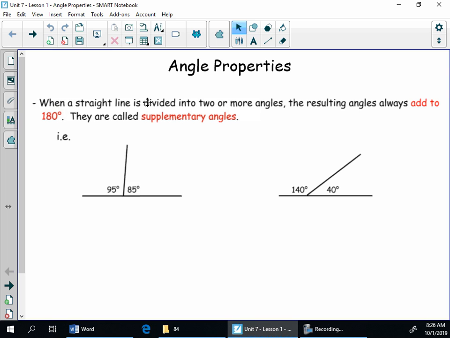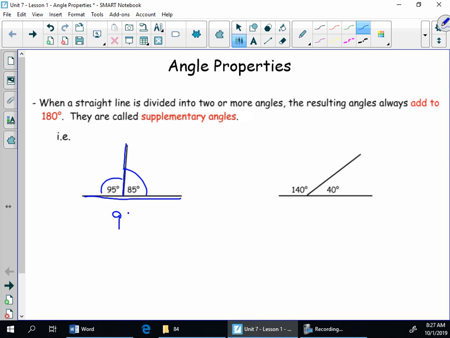The first property: if you have a straight line and it is met by another line, the angles that are produced always add up to 180 degrees. And we call this supplementary. So here's my straight line, obviously. It was met by another line. It turns out this side's 95 and this side's 85 degrees. If I add those two things together, they come out to 180. They have to always come out to 180.